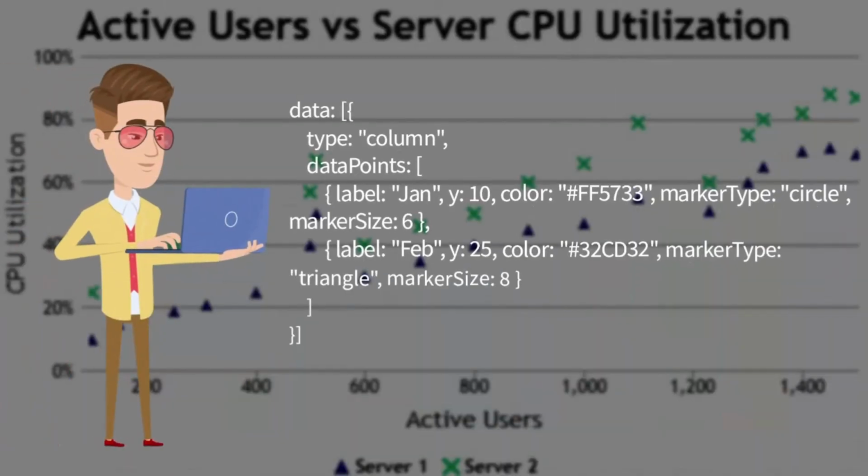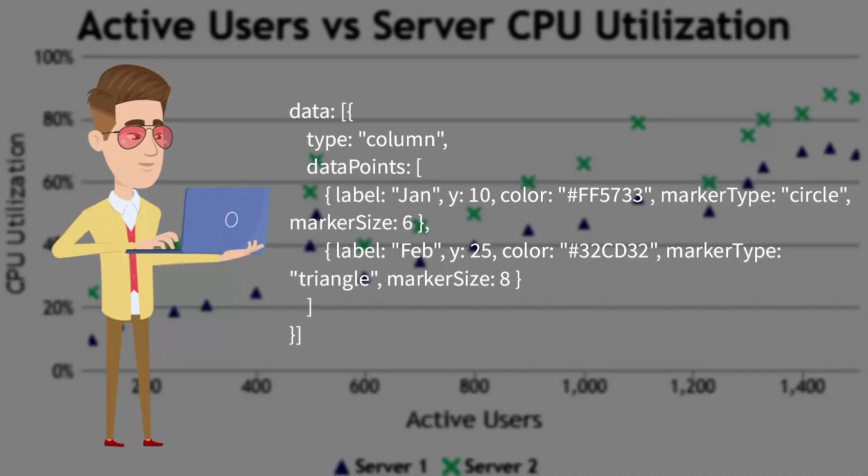Next, let's customize the data points. Each data point represents the key information in your chart, so giving them some personality can make your chart more engaging. You can change the color for visual differentiation, set a specific marker type, like circle, square, or triangle, and adjust the marker size. To enhance the effect, you can even add border color and border thickness to highlight certain data points. This makes each data point stand out.